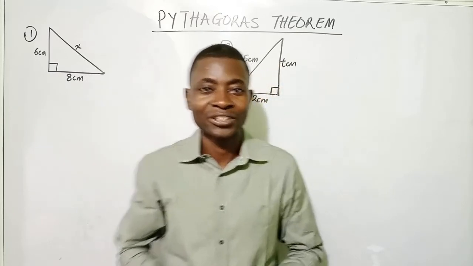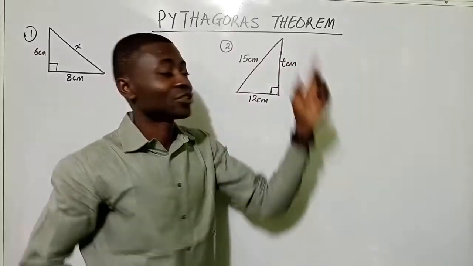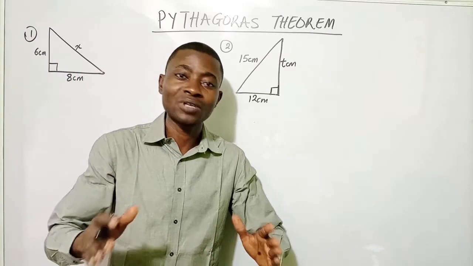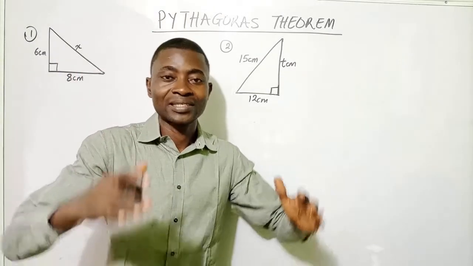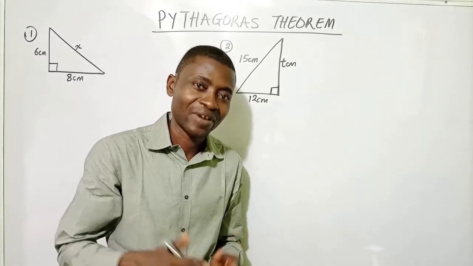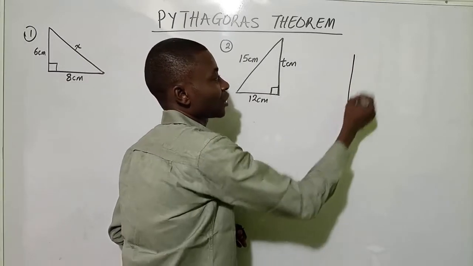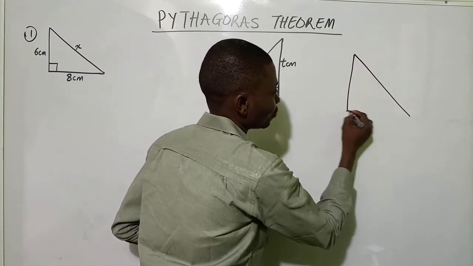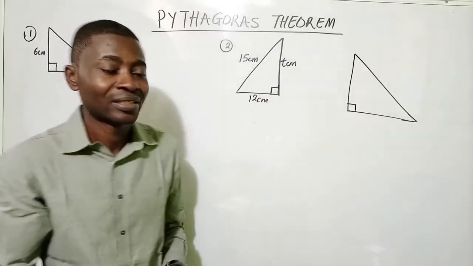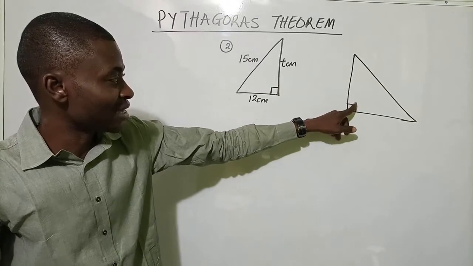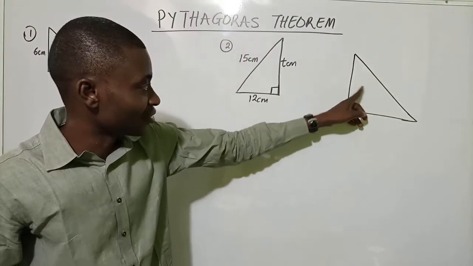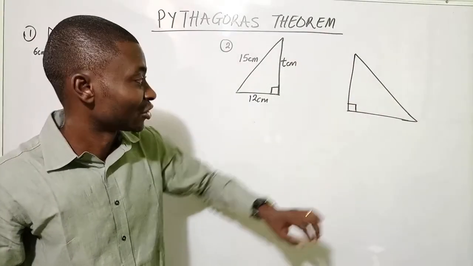And today we have another interesting topic, Pythagoras theorem. Pythagoras theorem is a theorem used in mathematics to find the side of a right angle triangle. What's a right angle triangle? A right angle triangle is a triangle that has one of its angles as 90 degrees. This corner you are seeing here means that this angle is 90 degrees. So when you see this, it's telling you that this triangle is a right angled triangle.